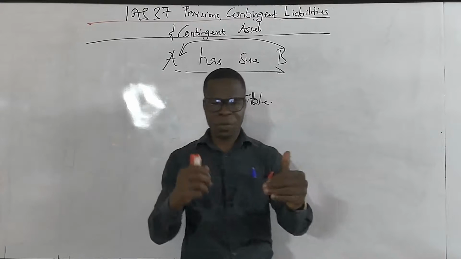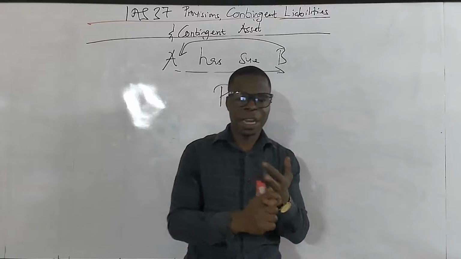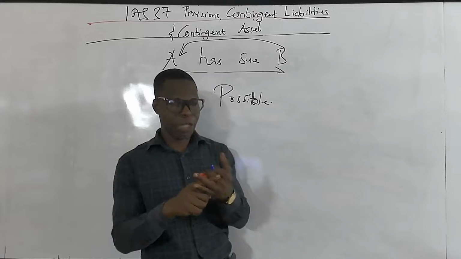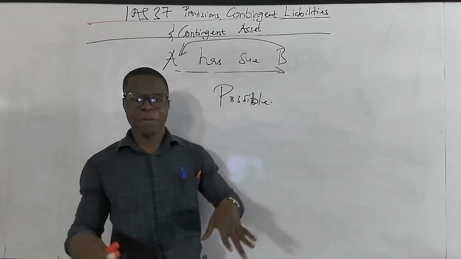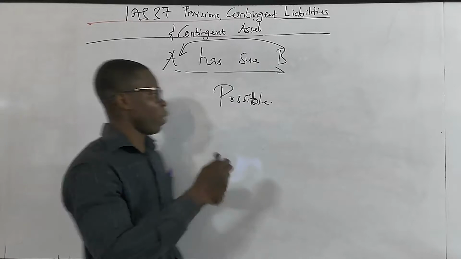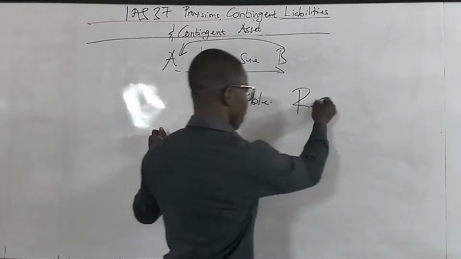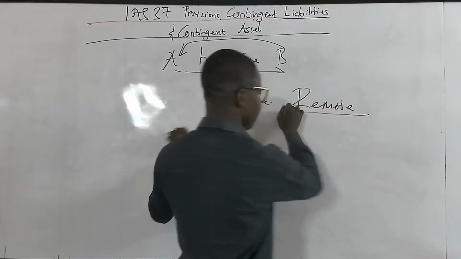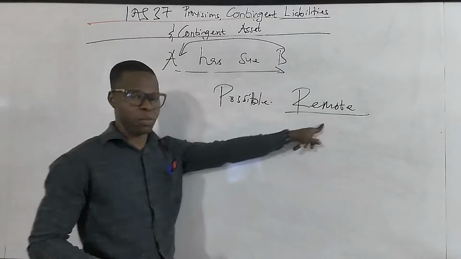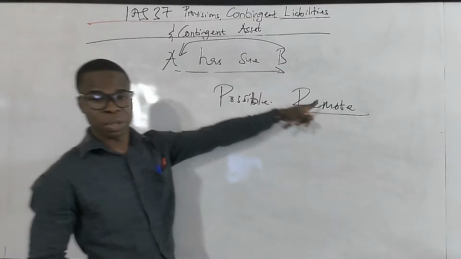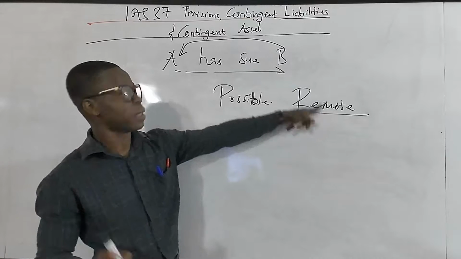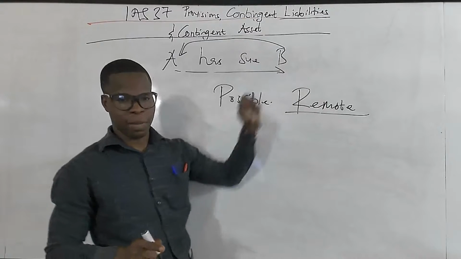But in the case where we cannot reliably measure our provisions, in a case where the probability is less than 50%, the standard says that when it is remote, and the standard does not give an explanation of remote, then we should not recognize but disclose contingent liabilities.